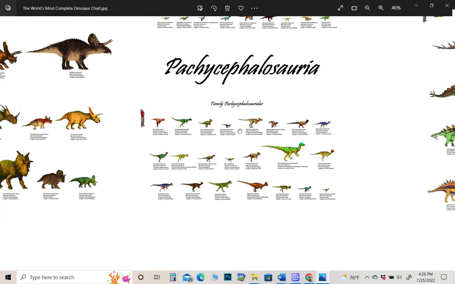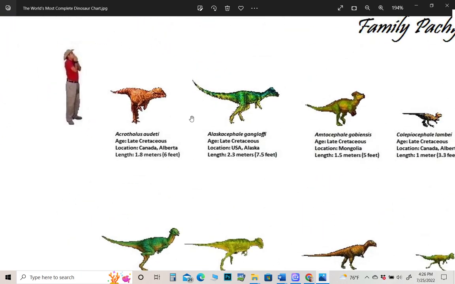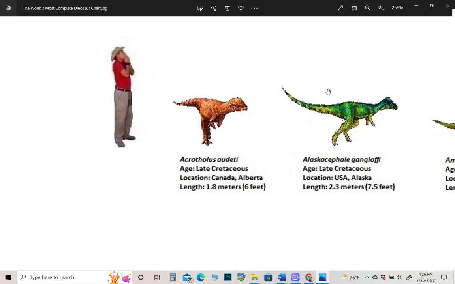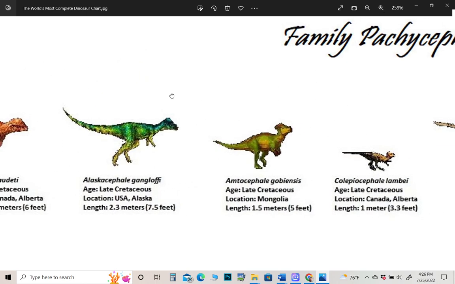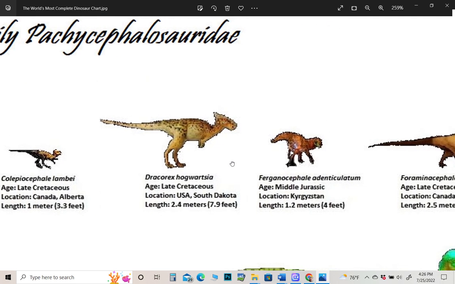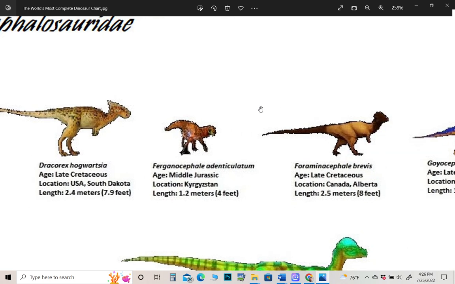And with the most basal marginocephalian, we're going to go past the ceratopsians. We're going to the Pachycephalosaurs, which are also marginocephalians, but here we go. I believe there are 22 of these. Acrotholus, Alaskacephale, Amtocephale, Colepiocephale, Dracorex, which is a pretty good chance that this one is actually a juvenile growth stage of Pachycephalosaurus, but we don't know for certain, so it's on the chart.